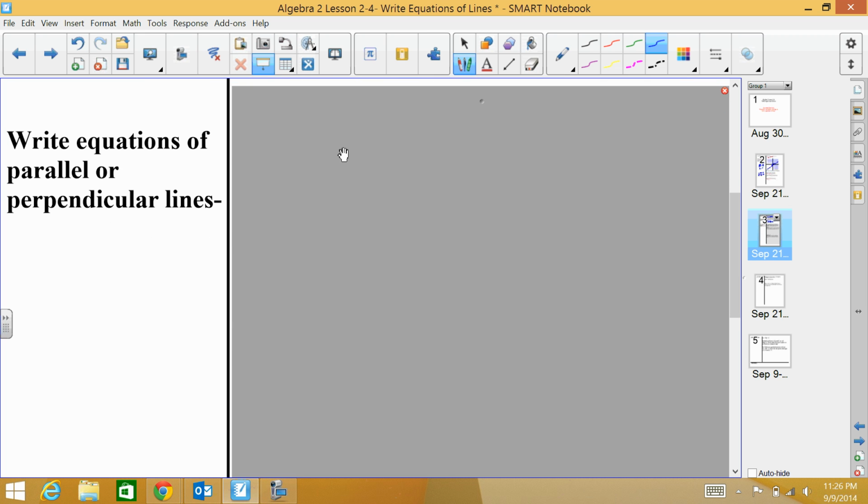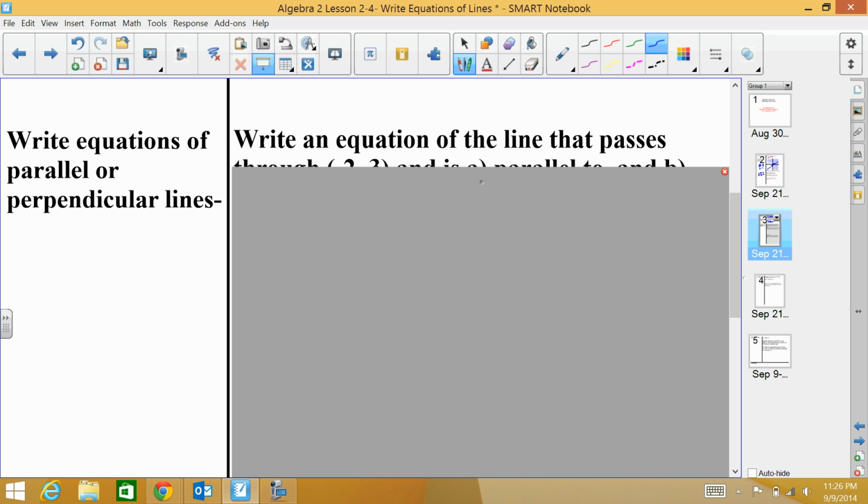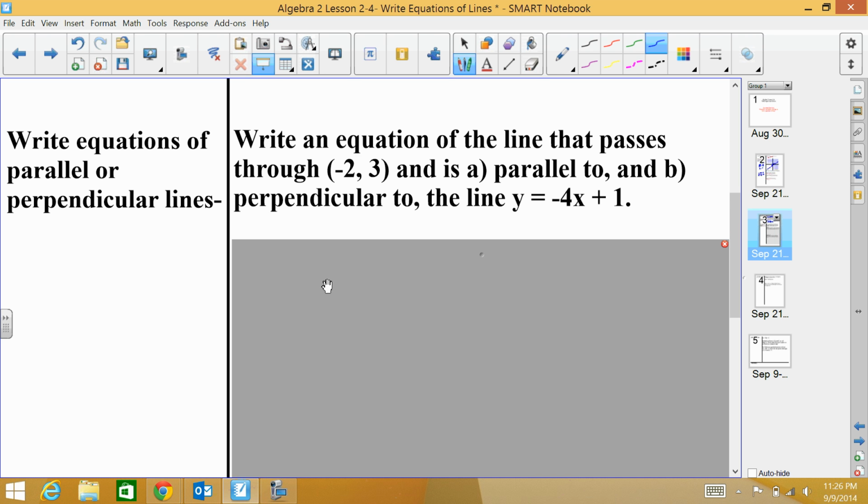Now, writing equations of parallel or perpendicular lines. Okay, so in this example, they want us to write an equation of the line that passes through -2, 3, and is A, parallel to, and B, perpendicular to, the line y equals -4x plus 1. So first, they want us to do an equation of a line that is parallel to y equals -4x plus 1 and goes through the point -2, 3. So let's do that one first.